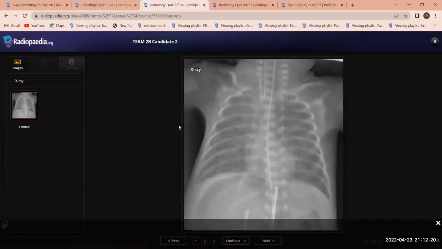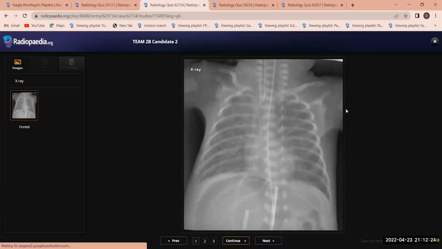Okay, so this was a preterm neonate, right? When we get an x-ray like this, I think it's better to start off saying this is a frontal chest radiograph of what I assume to be a preterm, since the humeral heads are not ossified. Whenever we get a pediatric case, always look at the humeral heads first, because then the differential diagnosis varies. If it's term or post-term, we would think of meconium aspiration. Preterm, we would think of respiratory distress syndrome.